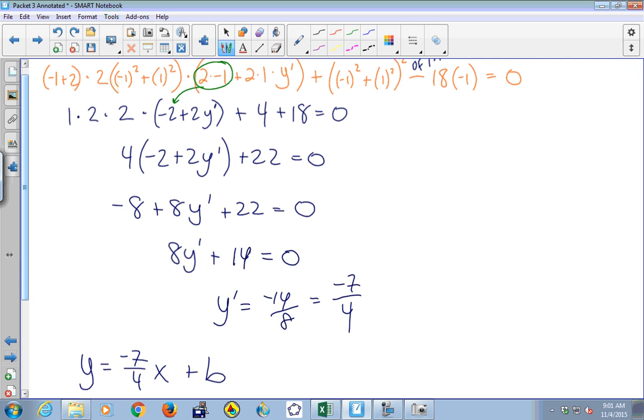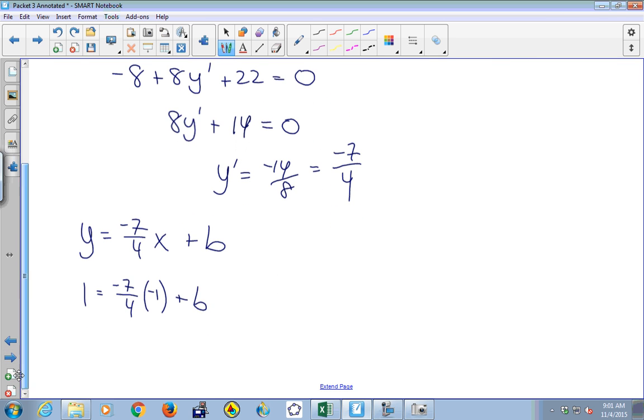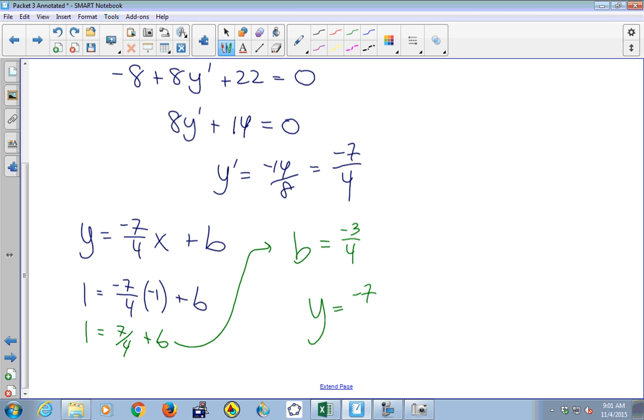Got it? Okay. All right, so now I just have to solve for b. So I get 1 equals 7/4 plus b. Subtract 7/4 from both sides. So b is 4/4 minus 7/4 is -3/4. So my final equation is going to be y equals -7/4 x minus 3/4.